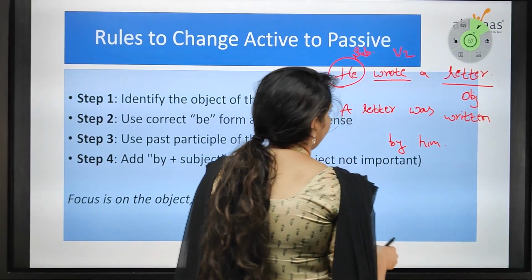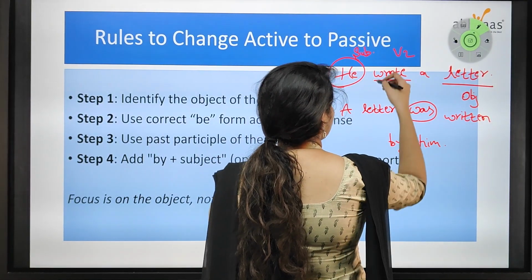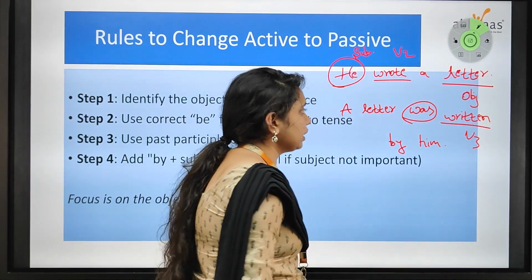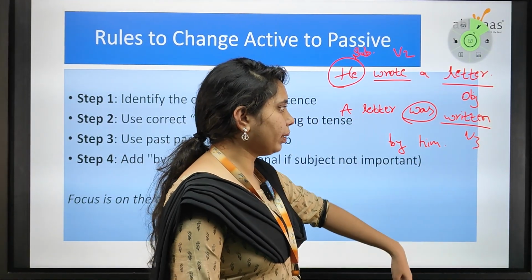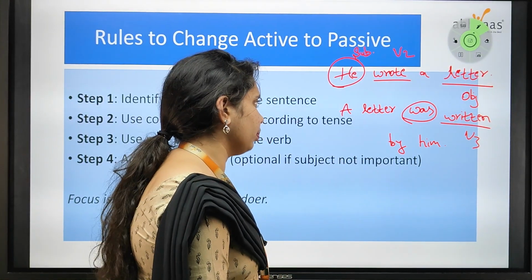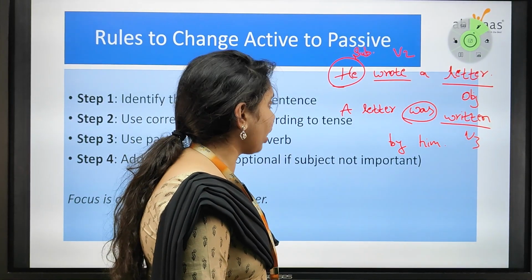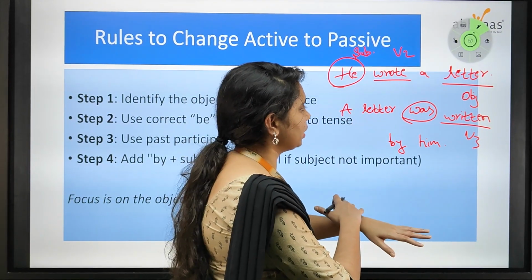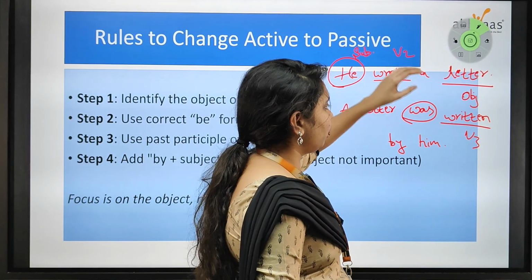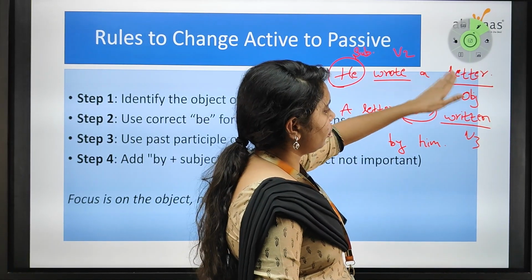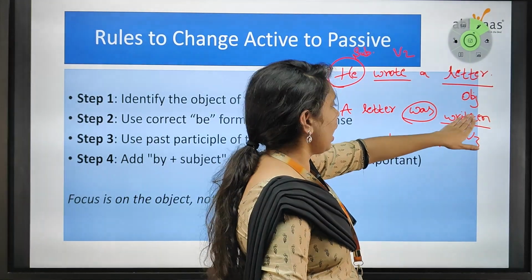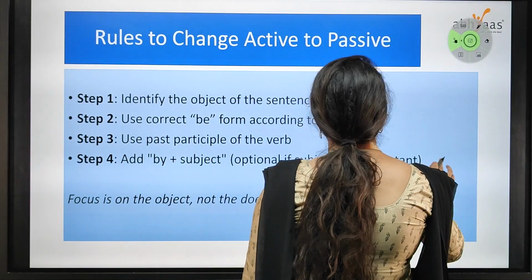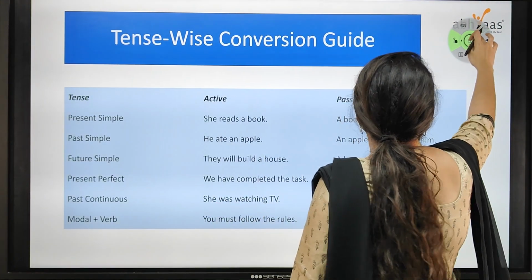Your he becomes him. So was because the tense is in V2, and written because the be form should always be accompanied by a participle verb. So the V3 of write would be written. So a letter was written by him. This is how you do it. You just interchange subject and object. You identify the tense and you put the be form accordingly. And after the be form, you convert the given verb into V3 and then you write by plus subject. Let's see some more. You will understand.